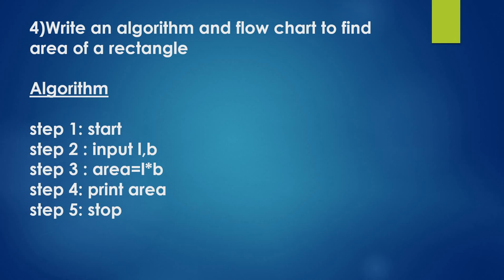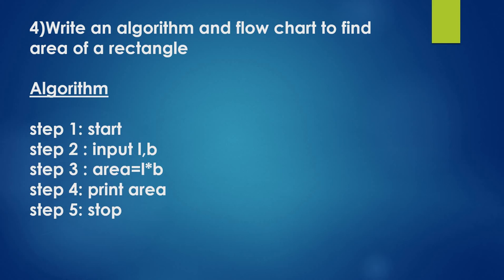Next algorithm. Write an algorithm and flowchart to find the area of a rectangle. What are all the stages in computerized problem solving? Problem definition, problem analysis, design of solution, coding, then debugging and testing, then code maintenance. These are the stages in computerized problem solving.